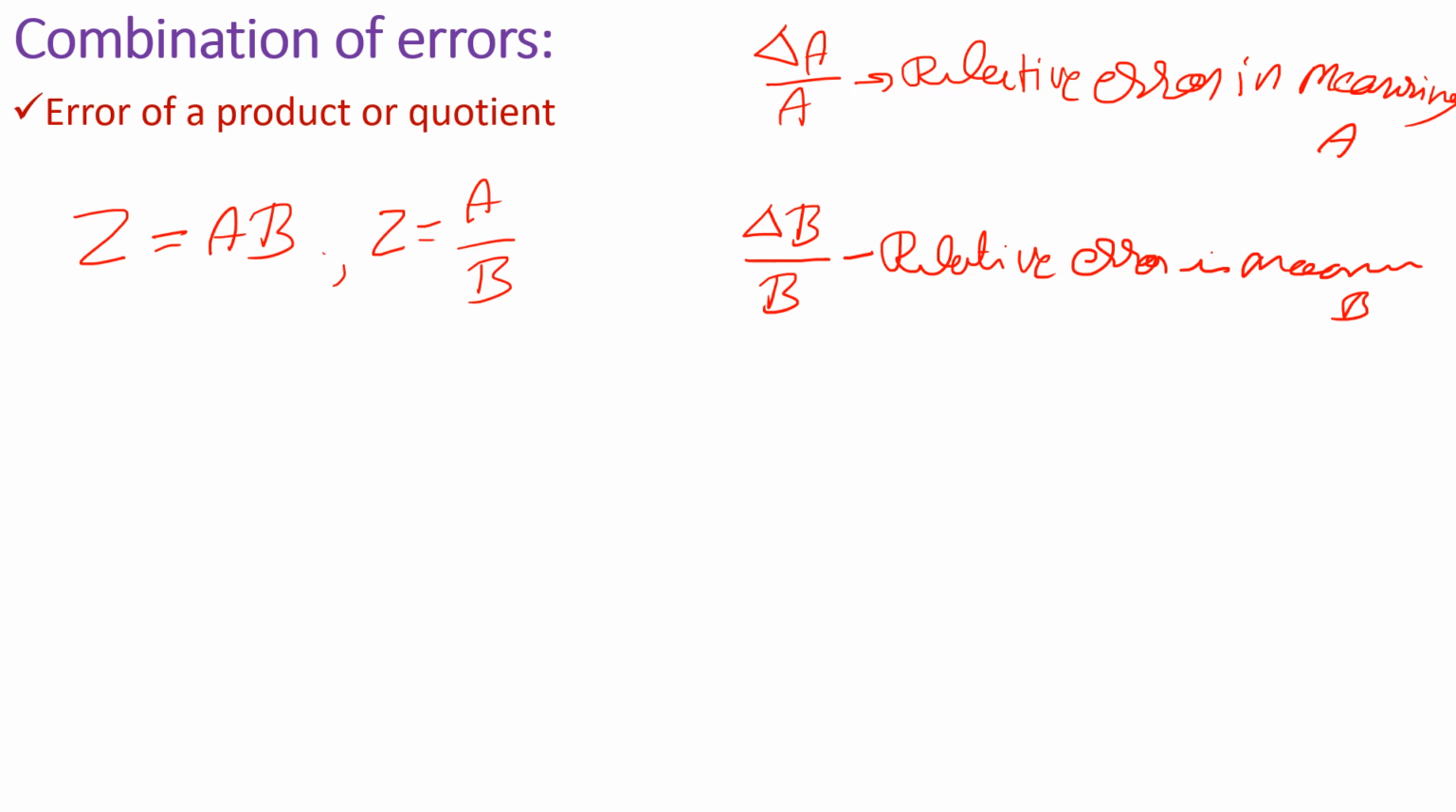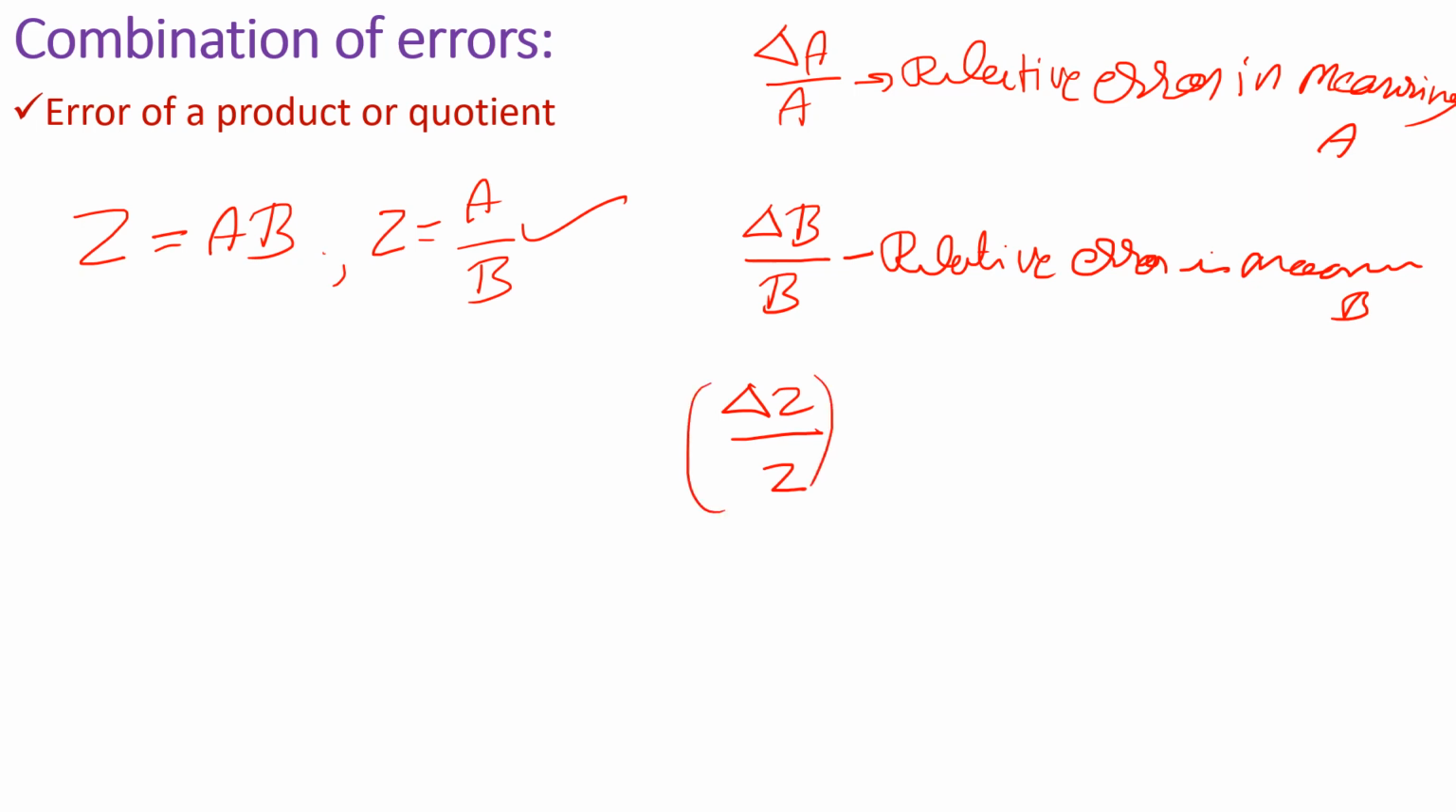Now, what happens to the error in the measurement of Z? Say, for example, in the second case there is A by B. Whether the error may vanish? No, not possible. Error will not get vanished. You may say that it is A by B, so the error in the measurement of A divided by the error in the measurement of B, they both cancel each other. No, it is not possible. If I take delta Z, always remember there will be some error in the measurement of Z also. Why? Because A and B have some error. That is why delta Z will be there, the absolute error in the measurement of Z, divided by the actual value of Z, that is the true value.